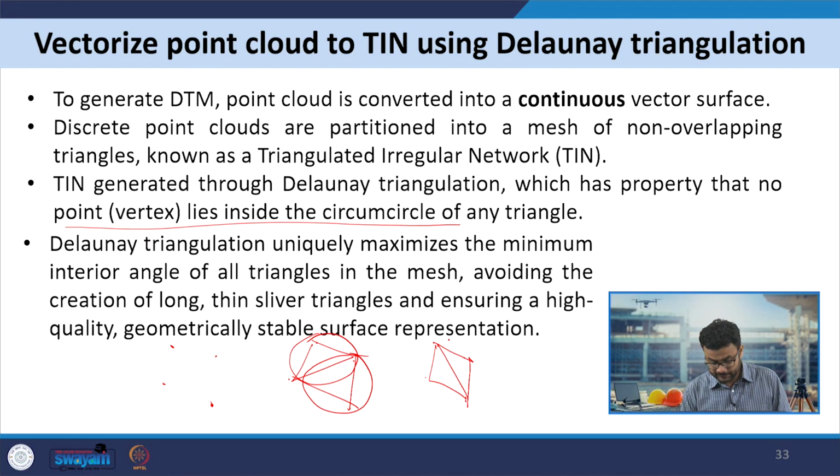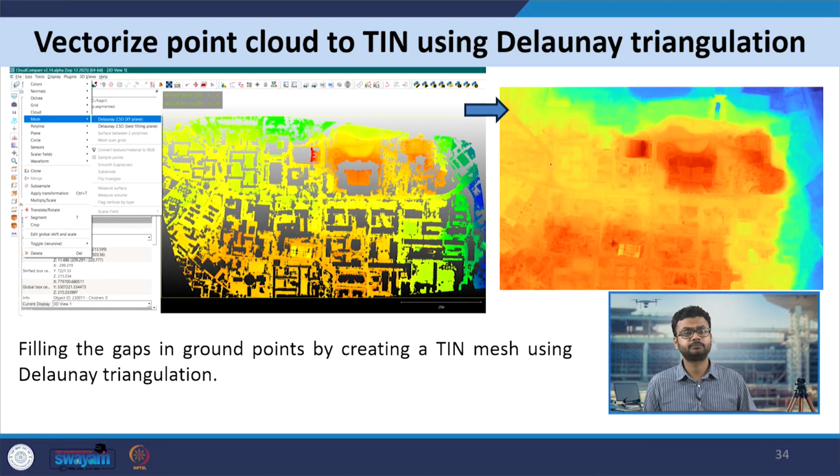However, if we look at the other option and create the circumcircle, we will find that it will be a big circle which will also include another vertex. That means the second option is not a Delaunay triangulation. So, this is how Delaunay triangulation works, and through Delaunay triangulation all the points in the point cloud are converted into a triangulated irregular network.